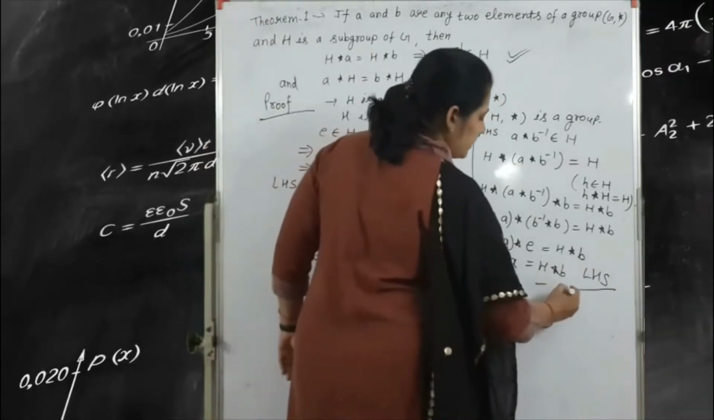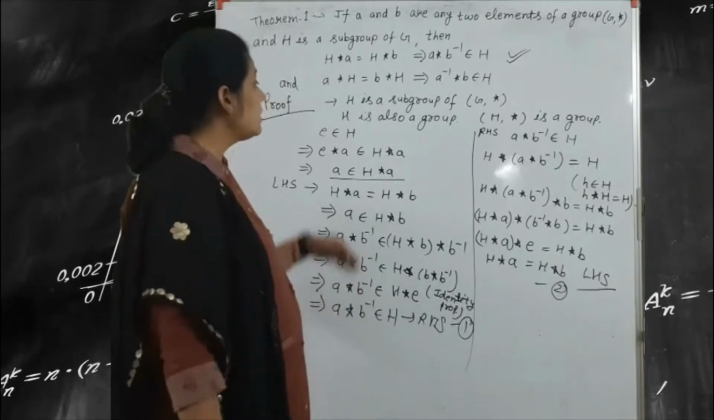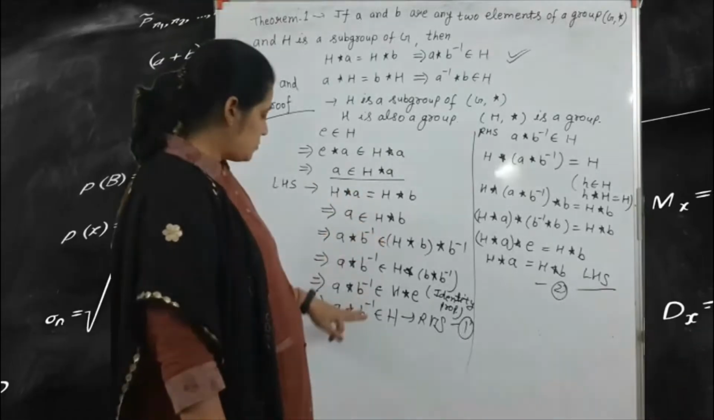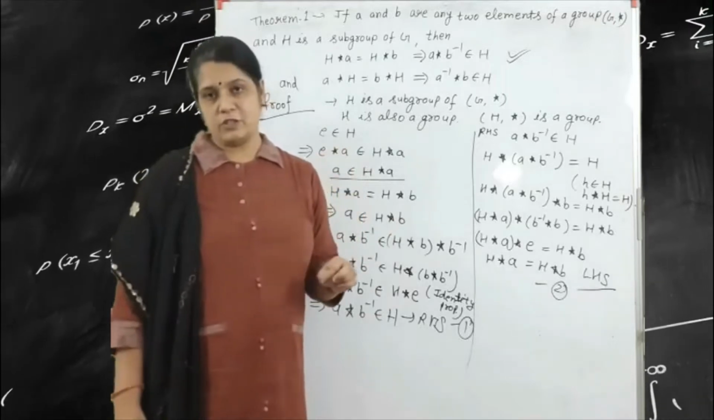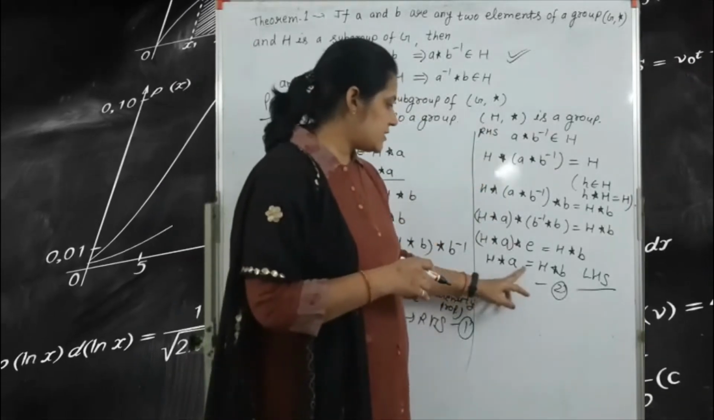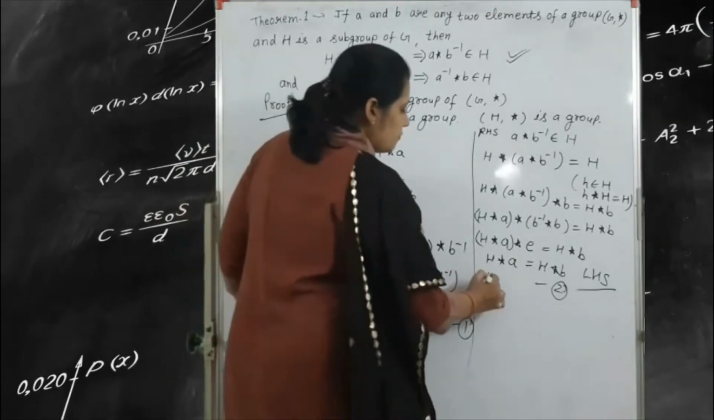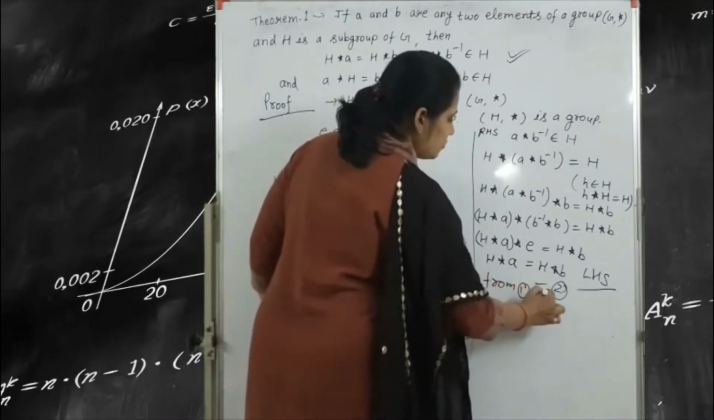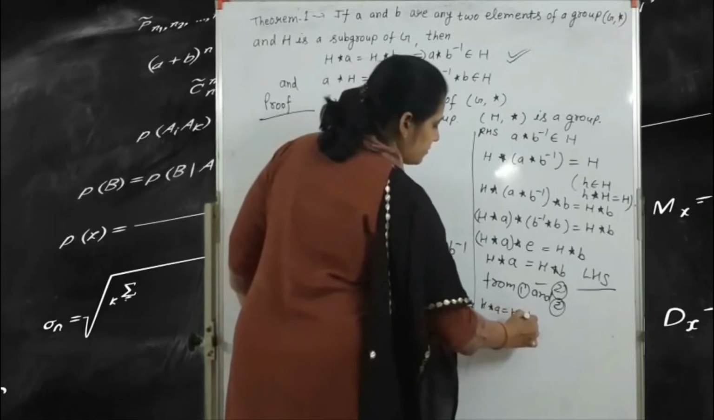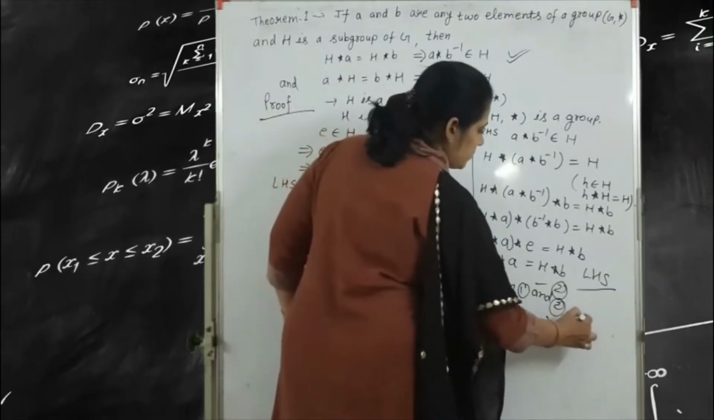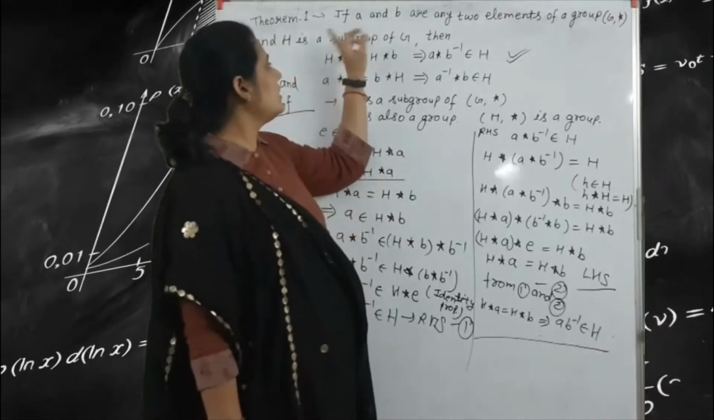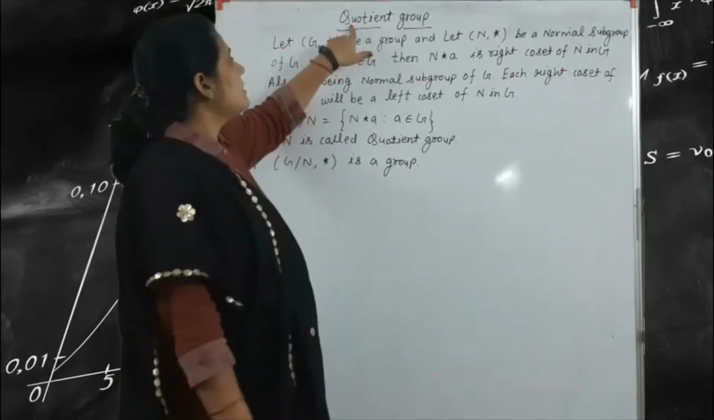So from equation 1 and equation 2, if we consider H star A is equal to H star B, this is true, so we find out A star B inverse belongs to H. And if we take A star B inverse belongs to H, this is the true condition, so we find out H star A is equal to H star B. So from equation 1 and 2, we write H star A is equal to H star B implies A star B inverse belongs to H. Okay, so this is a very important theorem.